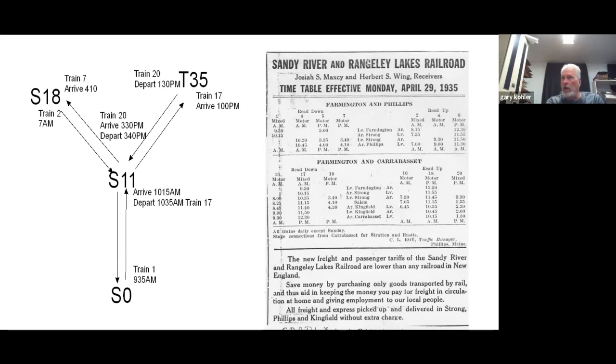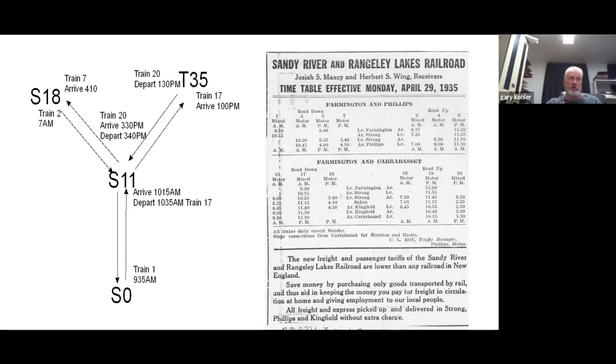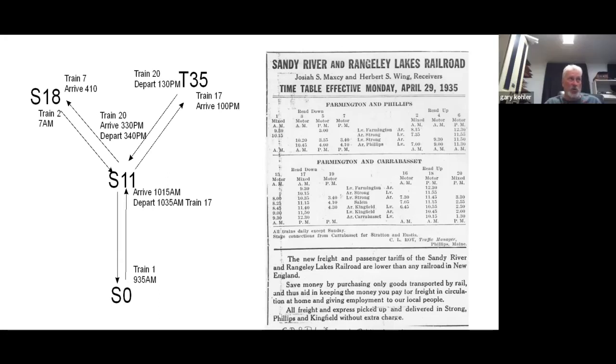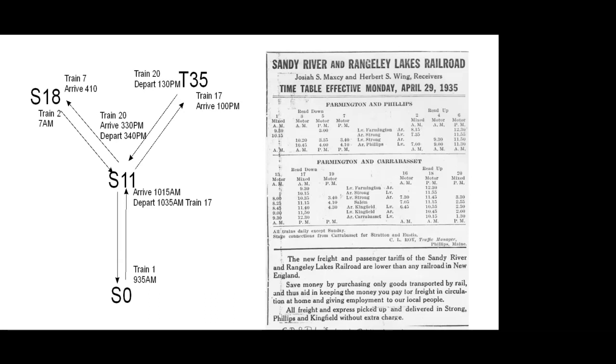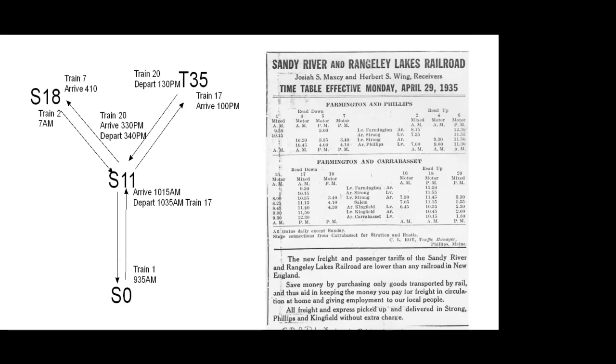And on the left, I'm assuming you guys can all see that. That is just the scheduled mixed train. So Phillips, Farmington, Strong, Kingfield, Carabasset, back to Strong, back to Phillips. And the train numbers and times are all there. Any questions about that? So one consist did the whole railroad. This was just the scheduled mixed. That is an important thing, because they don't schedule the other freights. Locals and extras are not scheduled, and none of that stuff ever appeared even on the employee timetables. They've also got the scheduled motor car to handle some stuff too, and people.